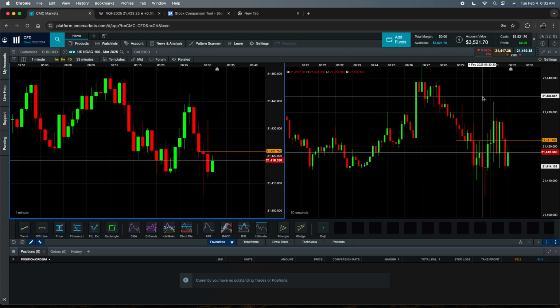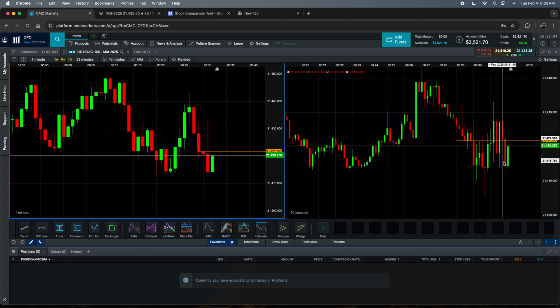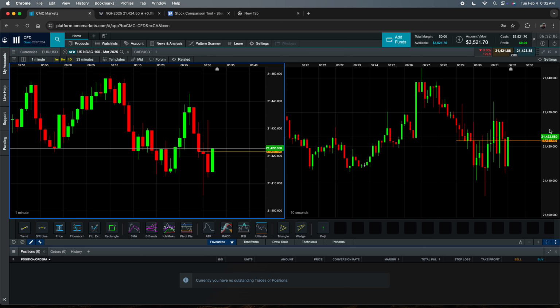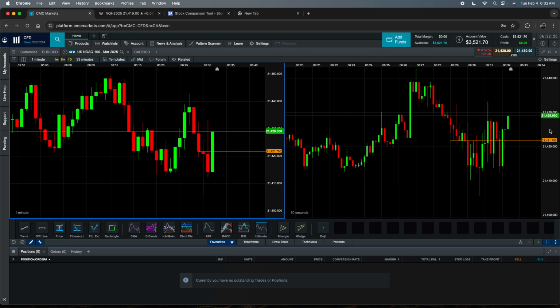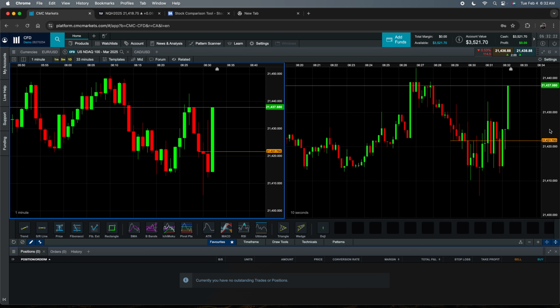Anyway, this price action is not good. Kind of range bound. It's going to be difficult to get into a trade today. Well, maybe not.